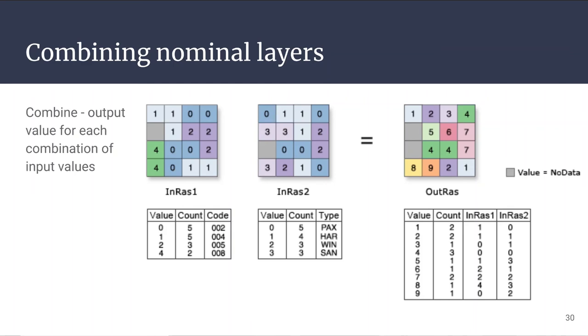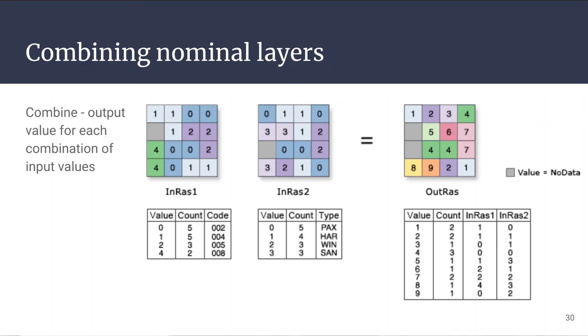So in this example in the slide, we have 2 input rasters. Each of these is a coded value for something. So at right, we have values 0, 1, 2, and 4. Those are coded to phenomenon 2, 4, 5, and 8. We don't actually know what they are. That could stand for, again, different zip codes, different counties, things like that. In raster 2, we have 4 different values that still are nominal. They're defined as type pax, har, win, or san. Again, not really sure what those actually mean. But when we run a combine operation, the output will give us every combination of values from 1 and 2, and each of those combinations will get a separate output value.